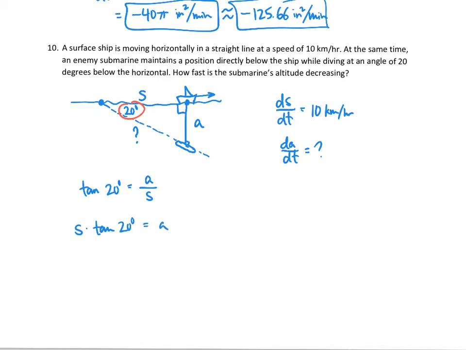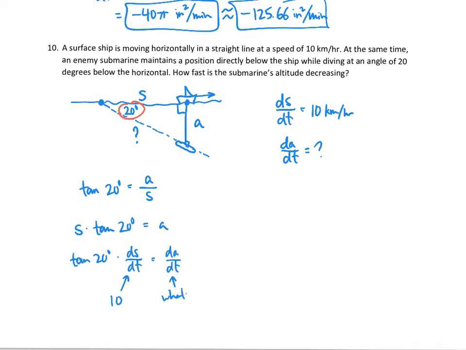Not only does that let us avoid the quotient rule, it also alleviates the issue that we don't actually have values of a and s here. So now when we take the derivative of both sides, the tangent of 20 degrees is a constant multiple, the derivative of s is ds dt, and the derivative of a is dA dt. dA dt is what we want, ds dt we're told is 10.